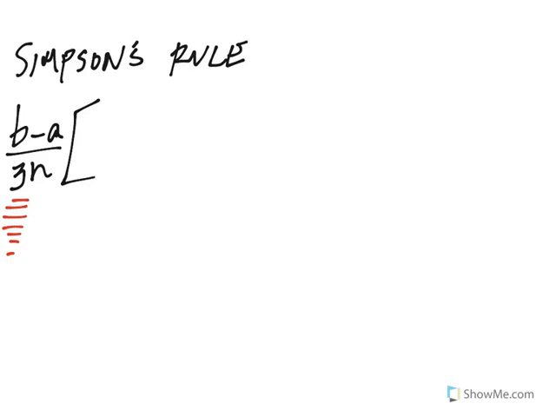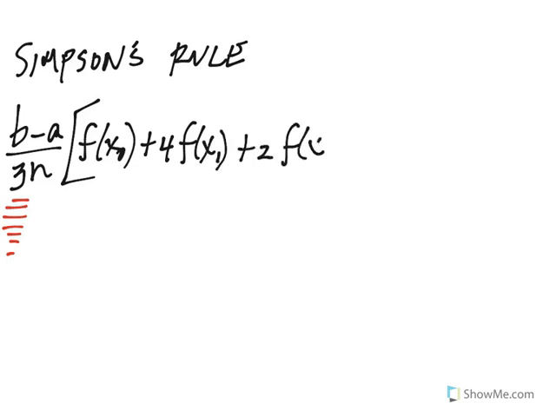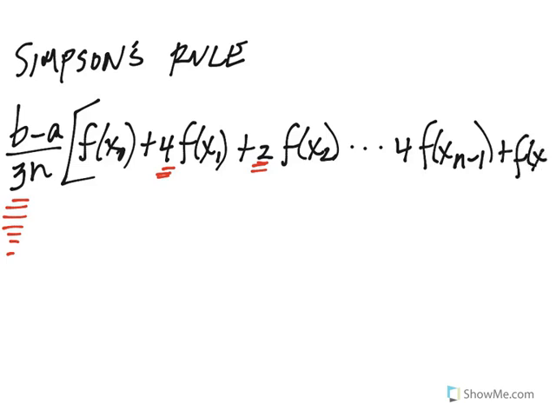Inside here then is going to be, just like it was on the trapezoid rule, f of x sub 0. That's the y value of the far left bound, plus 4 times f of x sub 1, plus 2 times f of x sub 2. And this pattern of 4, 2, 4, 2, 4, 2, 4 continues all the way until you get to 4 times f of x sub n minus 1 plus f of x sub n.